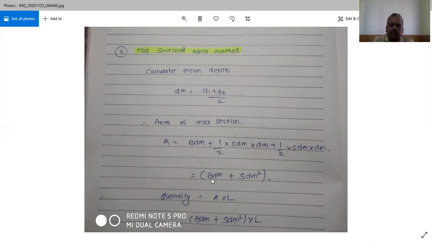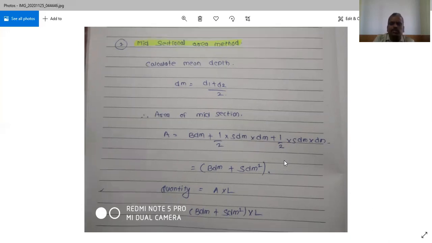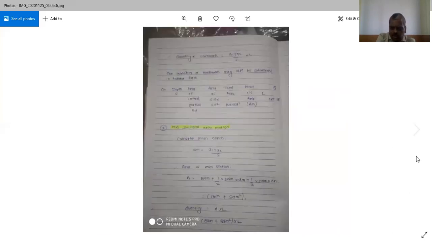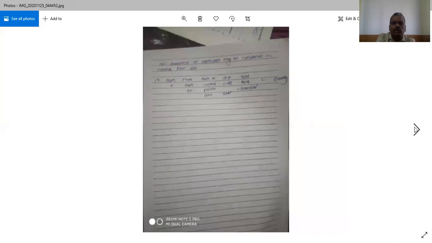Here, BDM plus SDM square, half of which will be 1. So BDM plus SDM square, and the quantity will be area into length. That is nothing but BDM plus SDM square multiplied by L, which will give us the actual quantity of each and every point.